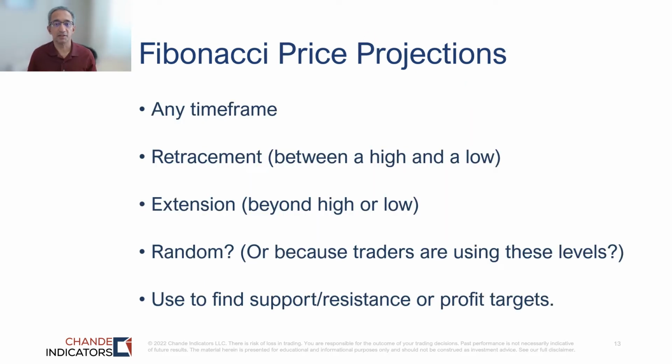So the Fibonacci price projections can be used on any time frame. We can use it to calculate resistance and support using retracements, that is between a high and a low, or extensions, i.e. going beyond the high or the low using the range that we have selected. And it's quite magical how these resistance levels and support levels attract prices. Is it random, or is it because traders are using these levels? Well, we don't know for sure, but let's keep going.